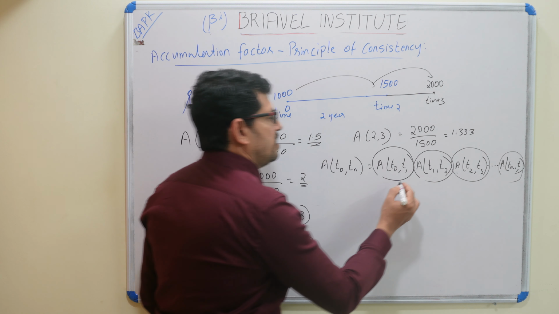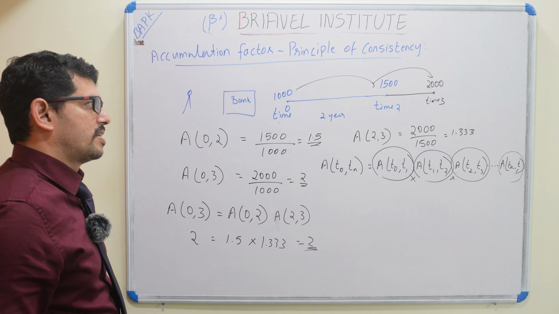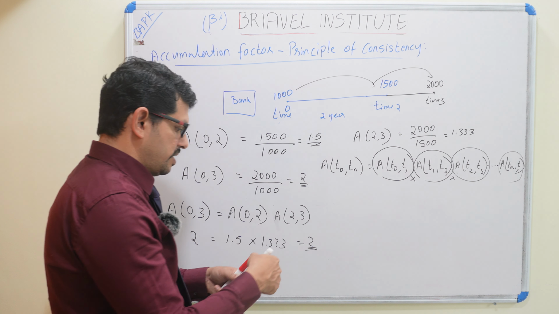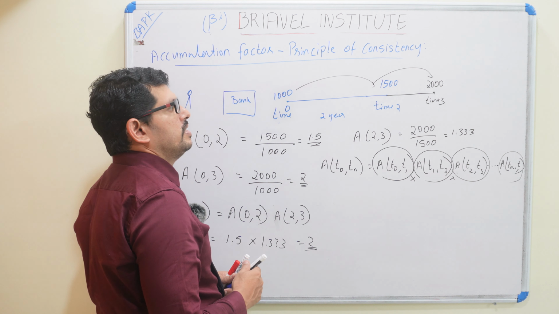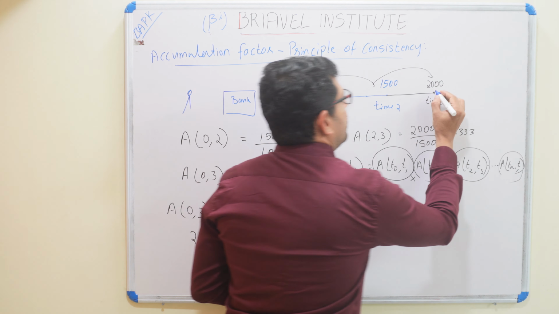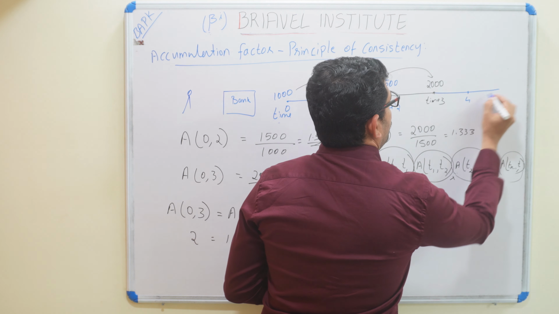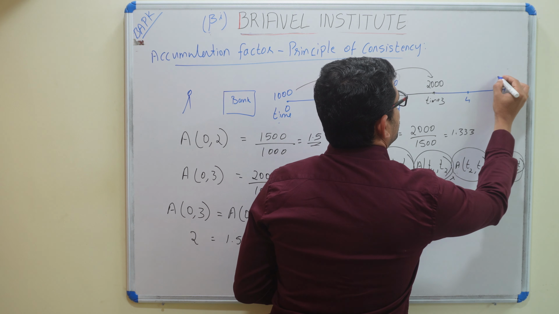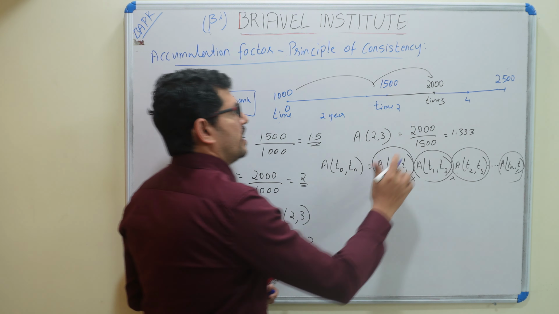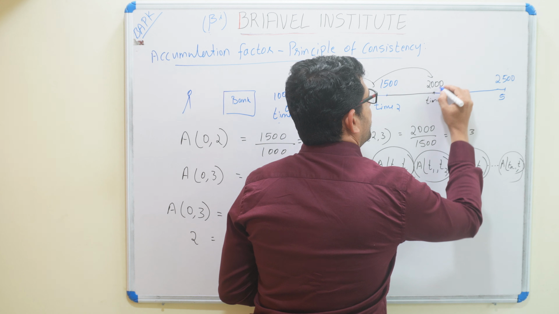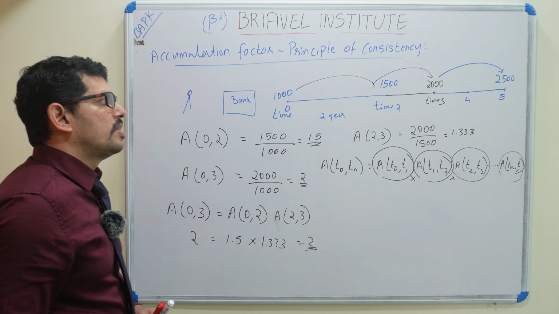If you are multiplying each intermediate period, then we will get the total accumulation factor. We can check it here. He has not taken the money after time 3. Time 3 means the third year. It is going on, the fourth period is over. In the fifth period, it is becoming 2500. So at the fifth period, that means the fifth year, it is becoming 2500.